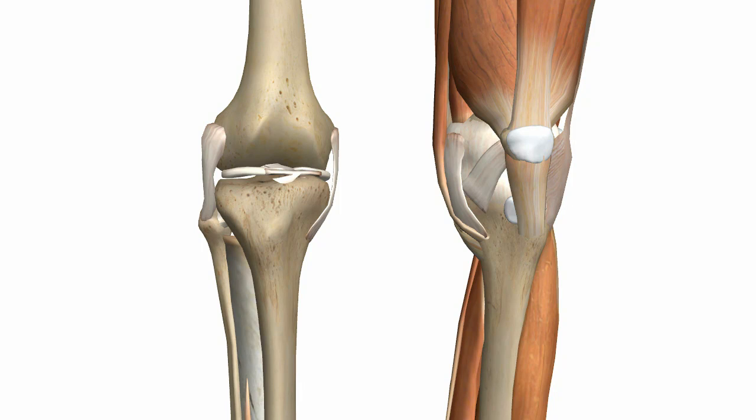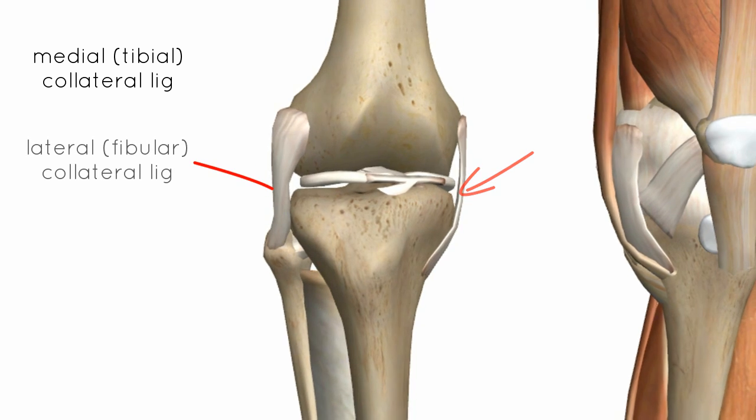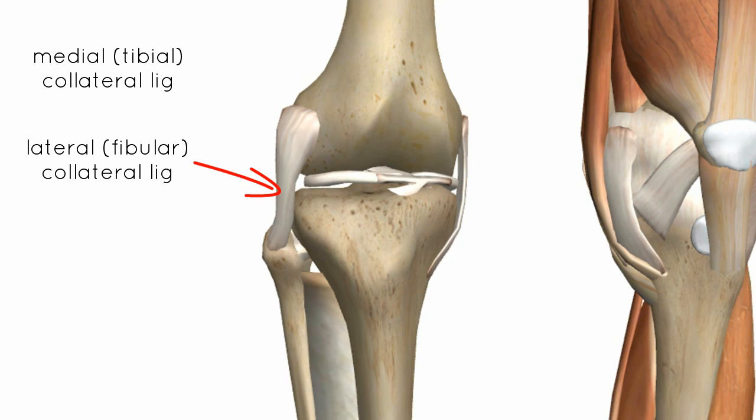So now we'll just take a look at some of the ligaments of the knee. What you need to remember about the ligaments is that you have collateral ligaments, cruciate ligaments, and a patellar ligament. So we'll start off by looking at the collateral ligaments. We've got two collateral ligaments which reinforce the joint on either side. We've got a medial collateral ligament, which is also referred to as a tibial collateral, and a lateral collateral ligament, or a fibular collateral ligament.